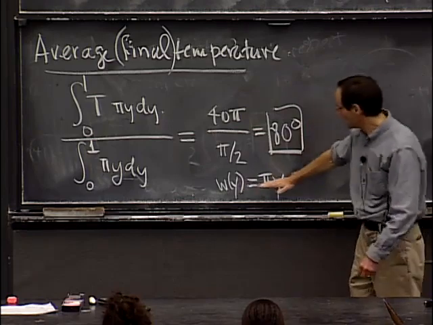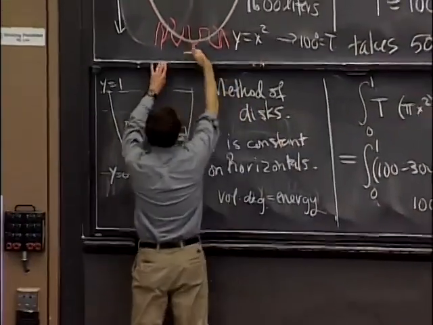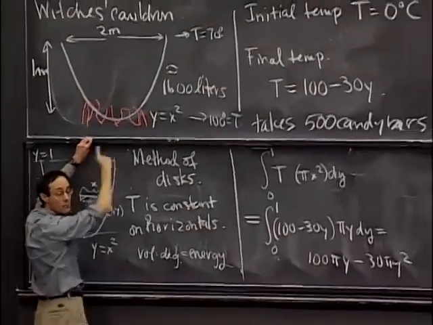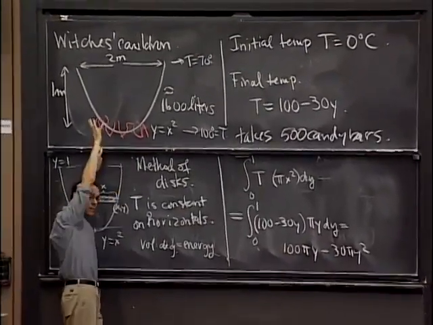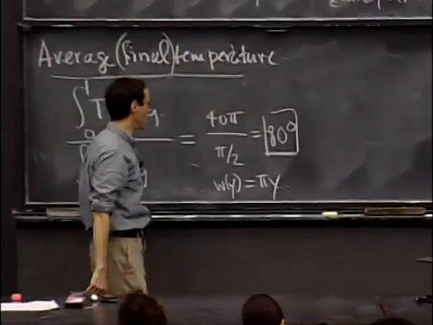That's the weighting factor. And that's not surprising. When y is small, there's less volume down here than up above. Those are more important volumes because there's more water up at the top of the cauldron than there is down at the bottom of the cauldron.